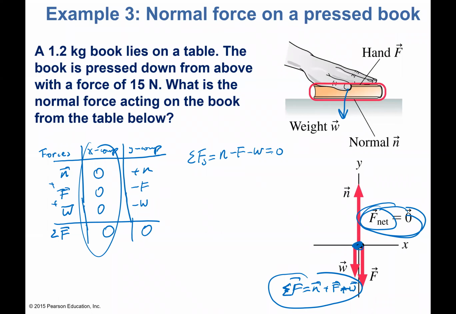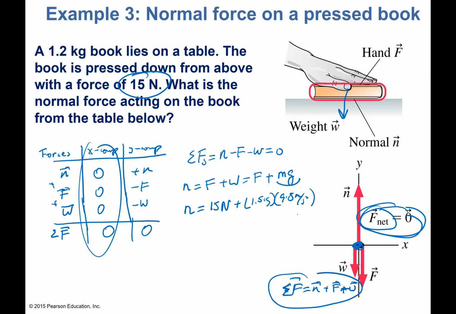Because I have one upward force and two downward forces. That means N is positive, and F and W are negative. So when I add them together, it's the same as N minus F minus W, which means N equals F plus W. Now, what is W? Remember, W is mass times gravitational acceleration, so it's F plus mg. That means the normal force equals the force, which, remember, we're given as 15 newtons, plus mg, which is the 1.5 kilogram object times 9.8 meters per second squared.